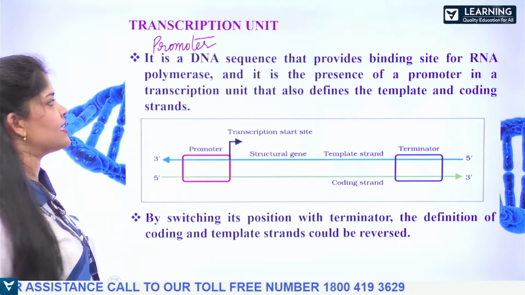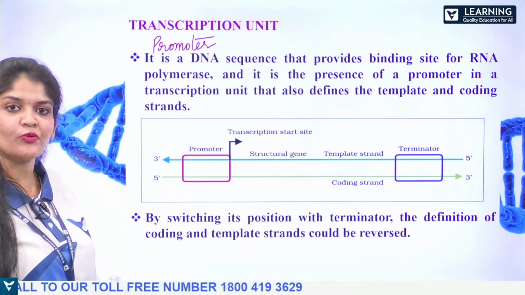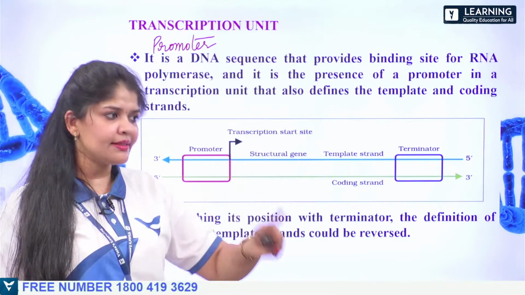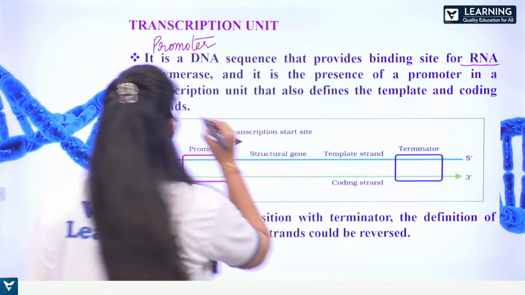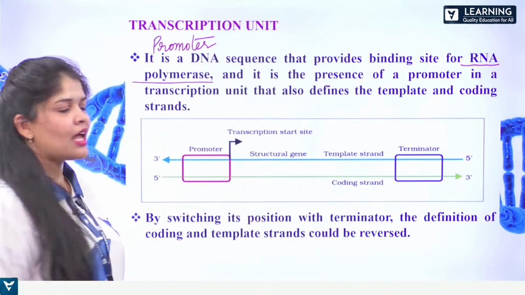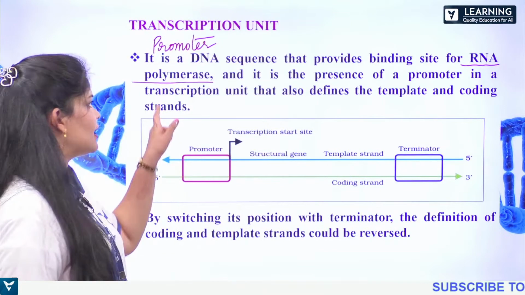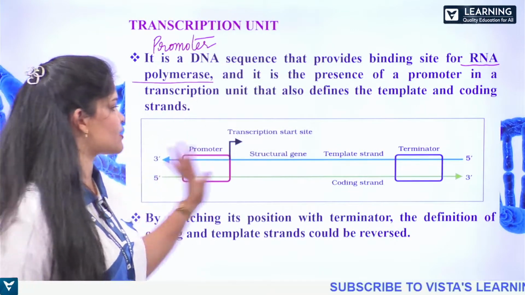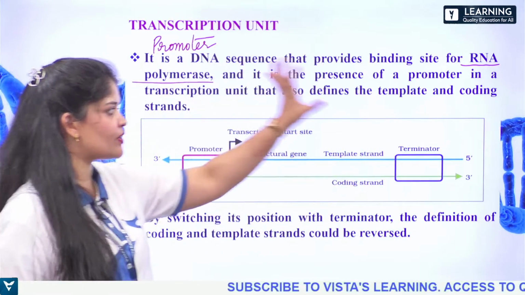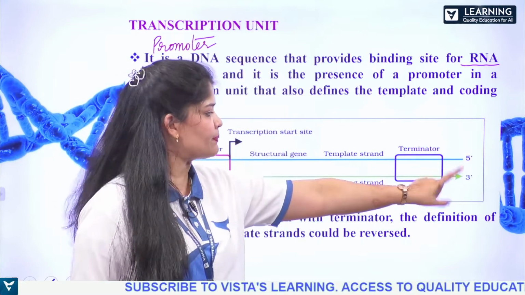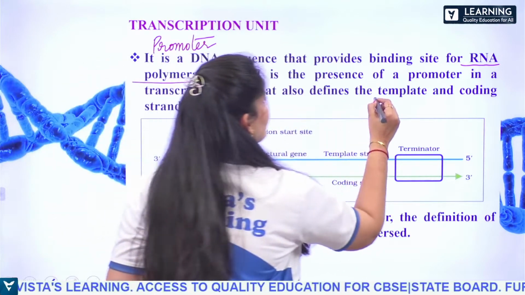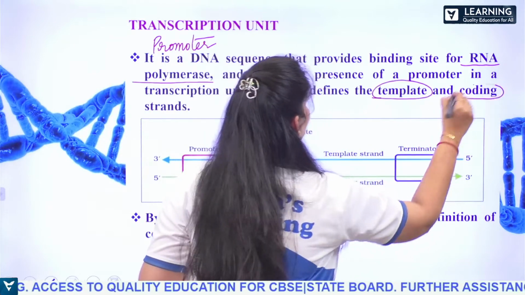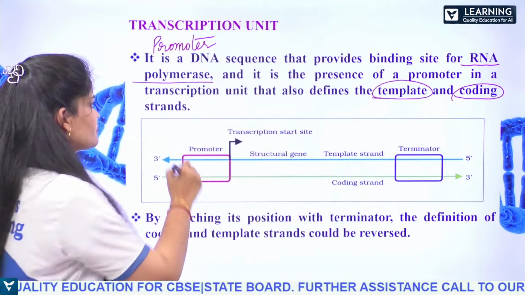Nothing but the promoter is a DNA sequence that provides a binding site for the enzyme. What is the enzyme? DNA dependent RNA polymerases. This is an enzyme, and it is the presence of the promoter in a transcription unit. This is a transcription unit. We have the promoter here, and we have the terminator towards the 3' end of the coding strand. Now, that also defines the template and coding strand.